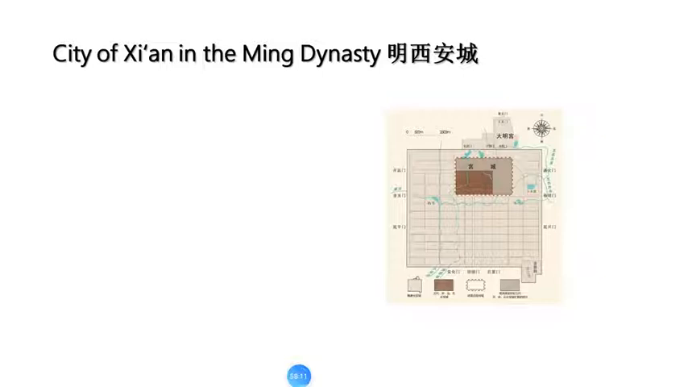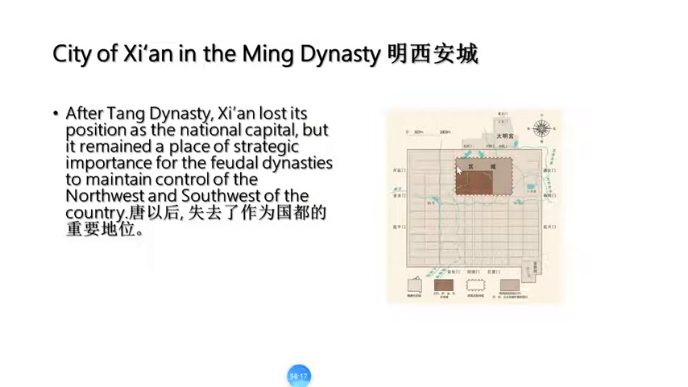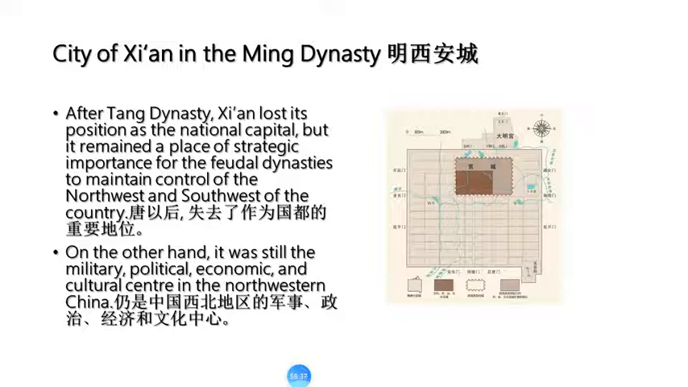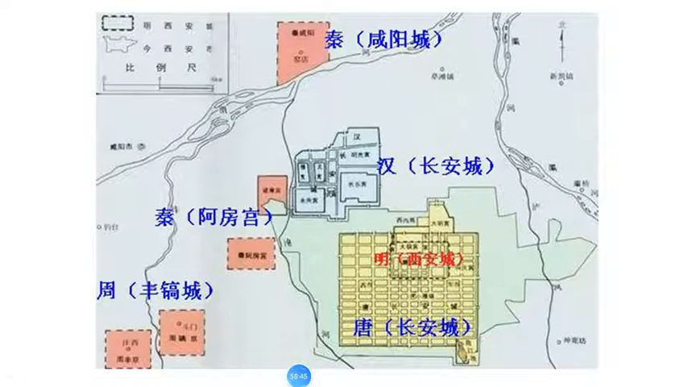The city of Xi'an in the Ming Dynasty. After Tang Dynasty, Xi'an lost its position as a national capital, but it remained a place of strategic importance for the feudal dynasties to maintain control of the northwest and southwest of the country. On the other hand, it was still the military, political, economic, and cultural center in northwestern China. So, the city of Xi'an in Ming Dynasty.